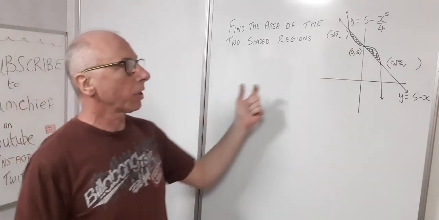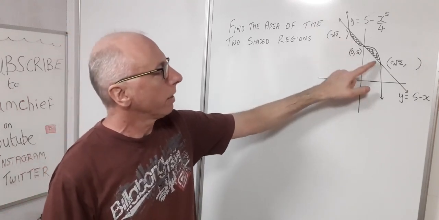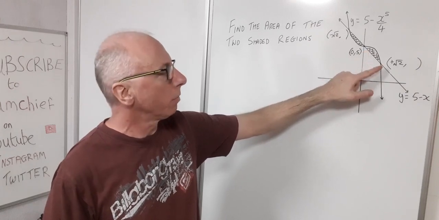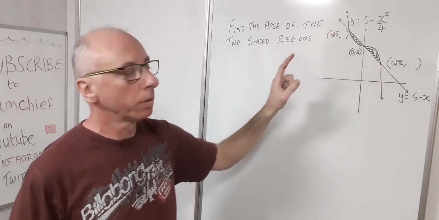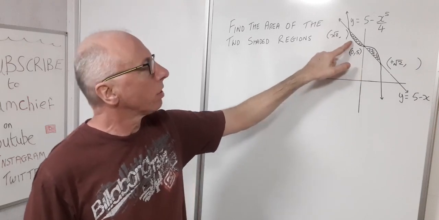Okay, so now we've got our points on the graph where these graphs meet. We've got x equals 0 as well, and x equals plus or minus √2. So now we're going to find the area of these two shaded regions.